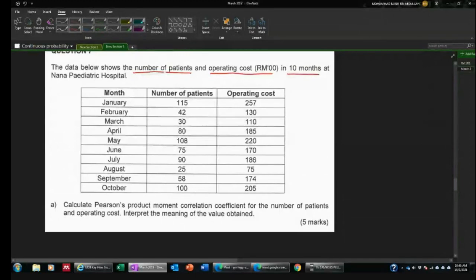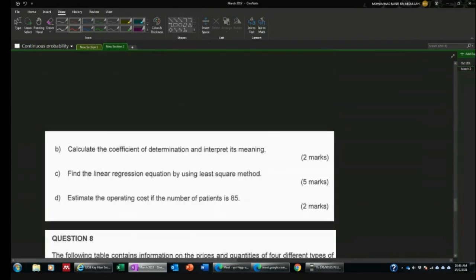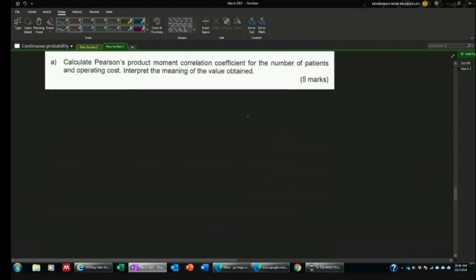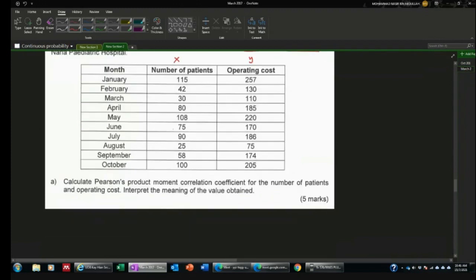So let's say the operating costs depend on the number of patients. So the number of patients is X and the operating cost is Y. Let's confirm this at the last question here: estimate the operating cost if the number of patients is 85. So it's confirmed. Operating cost is Y and number of patients is X.